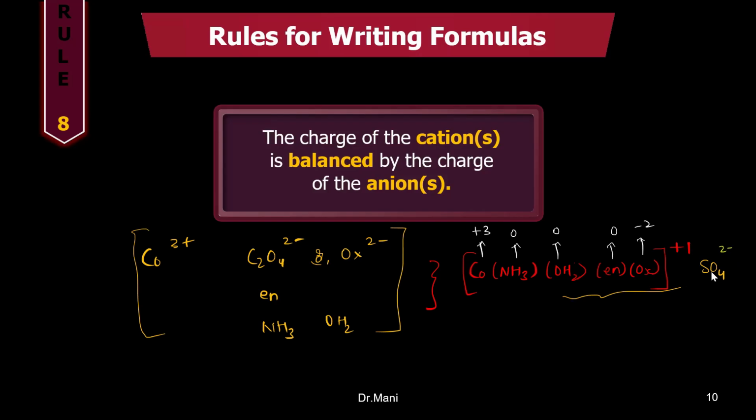Tell me, is it balanced or not? Here plus 1 is there, here 2 minus is there. So is it balanced or not? No, sir. So what should we do to balance it? What should I do to balance this? Here plus 1 is there, here 2 minus is there. How can I balance?